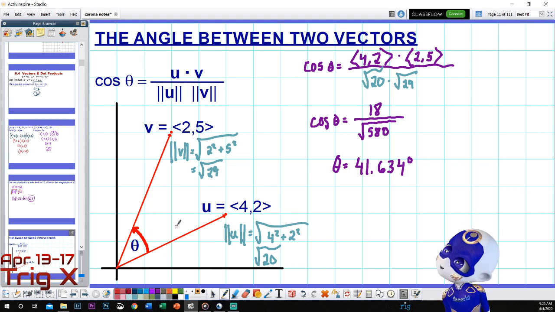Then we always look back to our answer. Does that look like a 41.6 degree angle? Well, yeah, that looks pretty good. It's pretty close to a 45-degree angle, and yeah, that's about right.